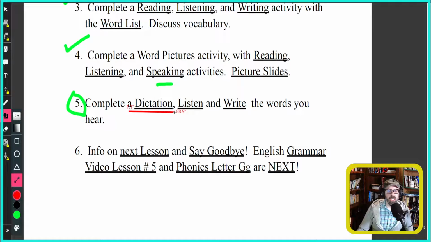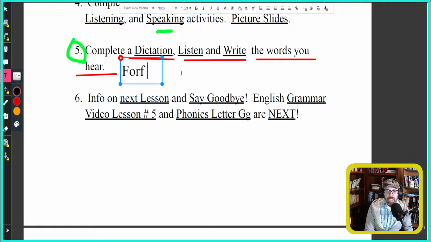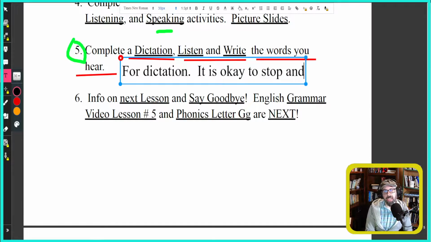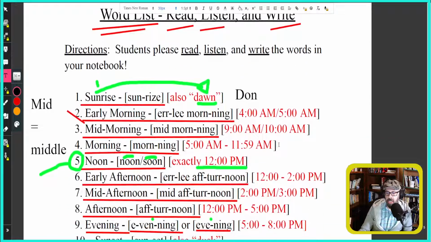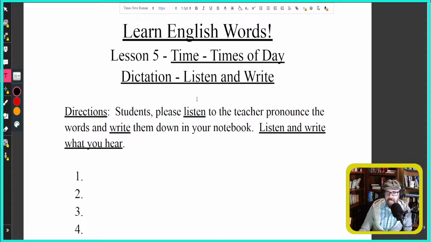Okay, so dictation, okay? So a chance to listen and write the words that you hear, okay? Now remember that when we do dictation, okay, so for dictation, it is okay to stop and study if you need to study first to listen and write, okay? Now, the other thing to keep in mind for the dictation, and let me go down. Yeah, okay, so I have a dictation page here.